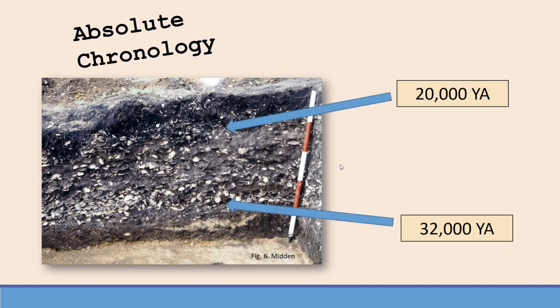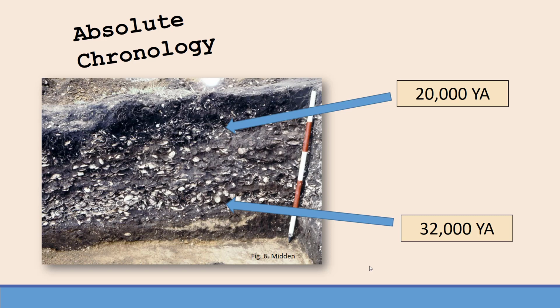Okay, absolute chronology. Now let's look at the difference between absolute chronology and relative chronology. Ultimately, I'm going to make the case that a relative chronology is much, much, much more important. Okay, so let's assign some dates to the shells in this midden. And we figure out these dates based on a process called carbon dating.